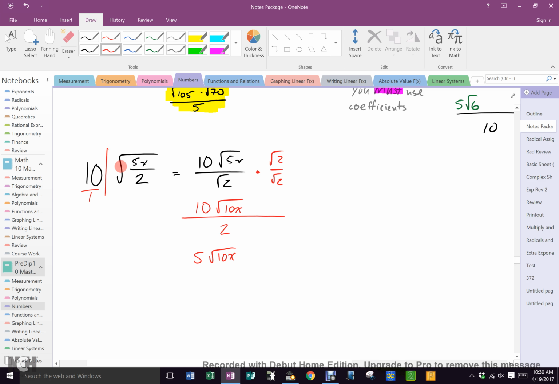What if it does have a cube root? What if it is cube root 16 over cube root 2. What don't we like about this? What's no good?